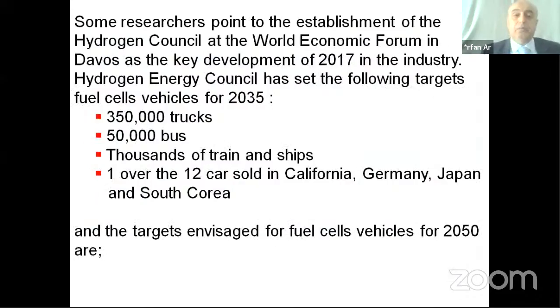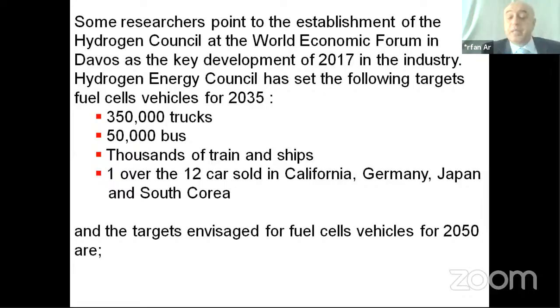Anyhow, I want to talk a little bit about the future of fuel cells. Some researchers point to the establishment of the Hydrogen Council at the World Economic Forum in Davos as the key development in 2017 in the industry. The Hydrogen Council has set the following targets for fuel cell vehicles for 2035.